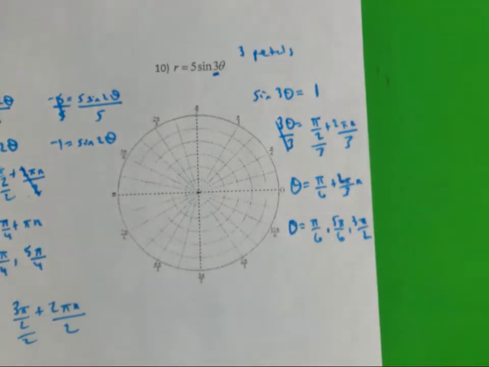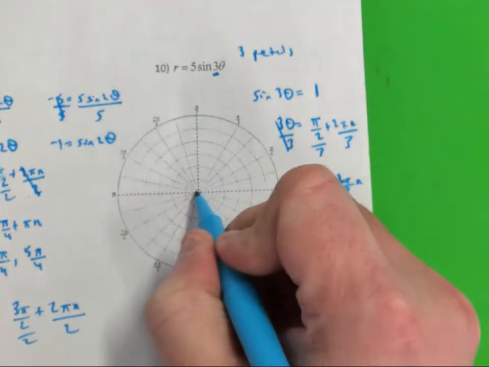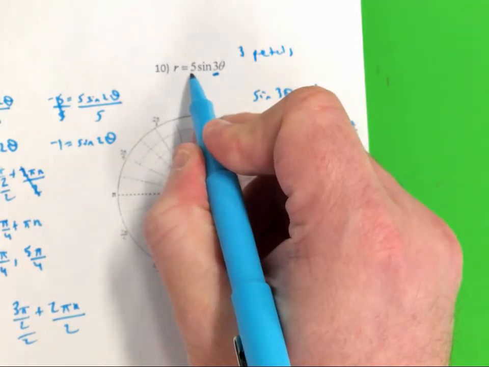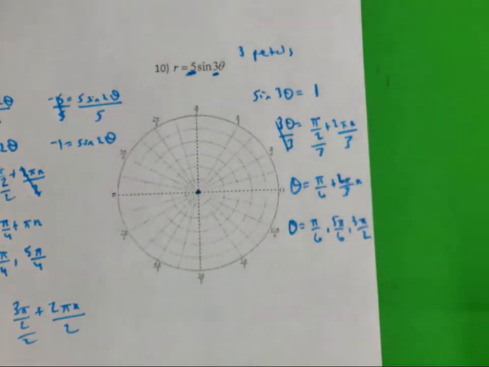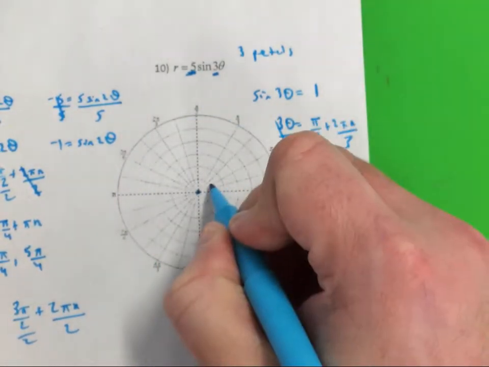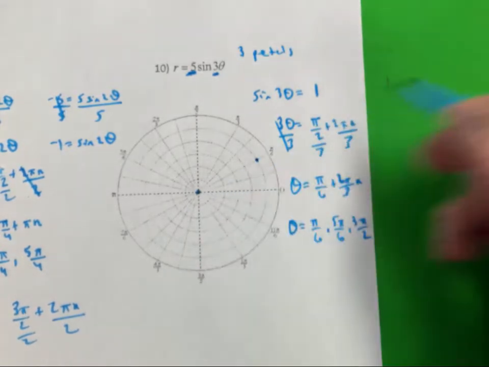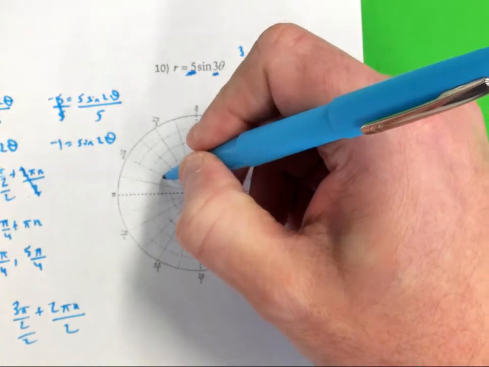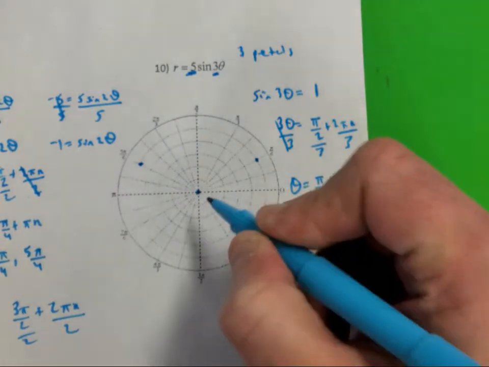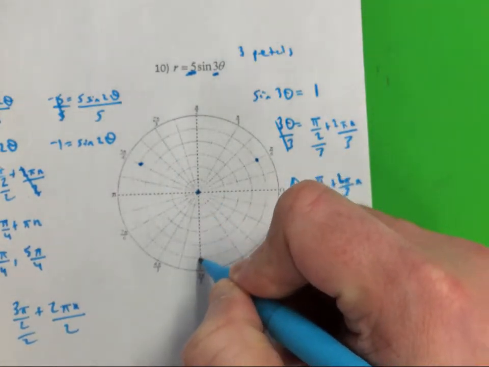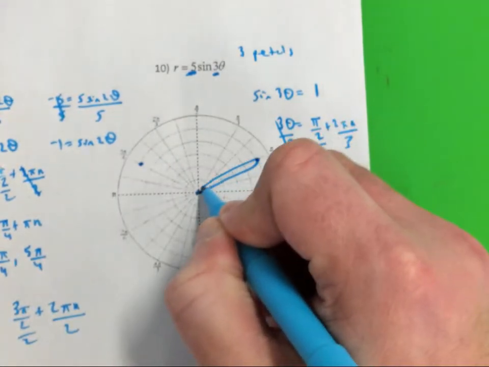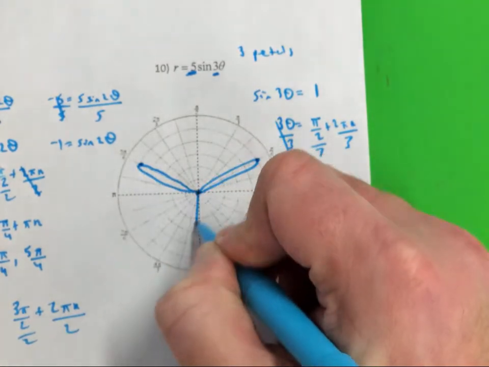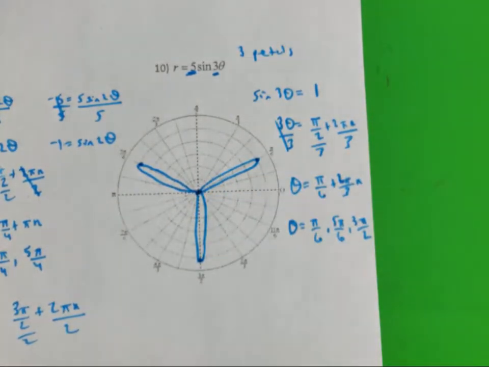You can use your calculator. Go to the origin. We're going out to what ring? 5. So pi over 6 here. 1, 2, 3, 4, 5. And that's my flower.